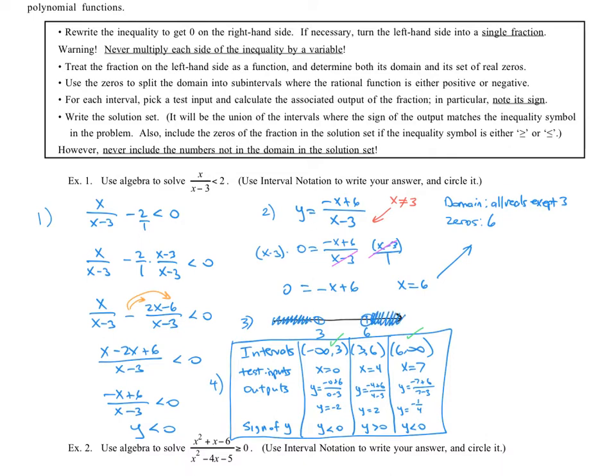Also, step 5 says we're supposed to include the zeros of the function in the solution set if the inequality symbol is either greater than or equal to or less than or equal to. But our inequality is just less than, so we won't include the zeros in our answer. So the set of solutions is just these numbers right here. Writing this using interval notation, we have this as our answer.